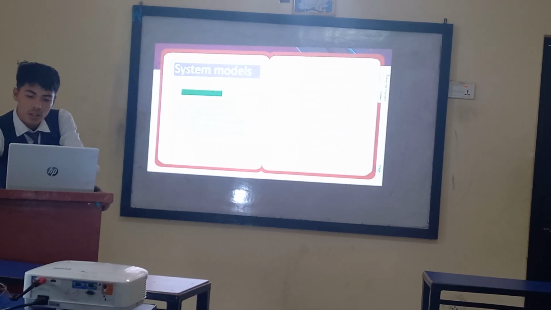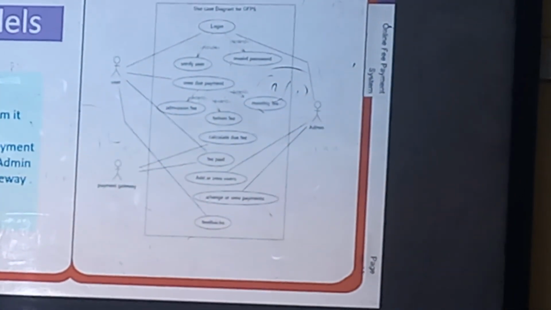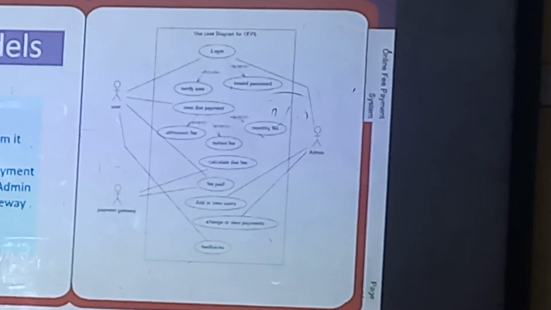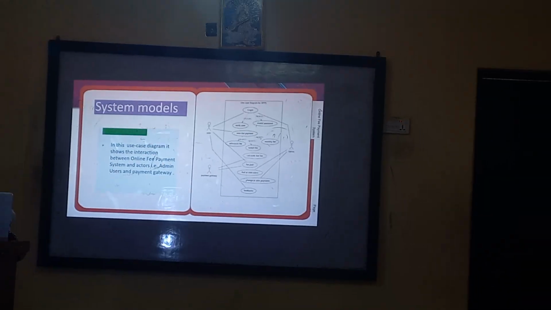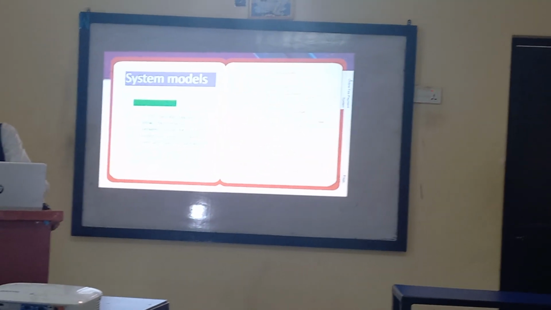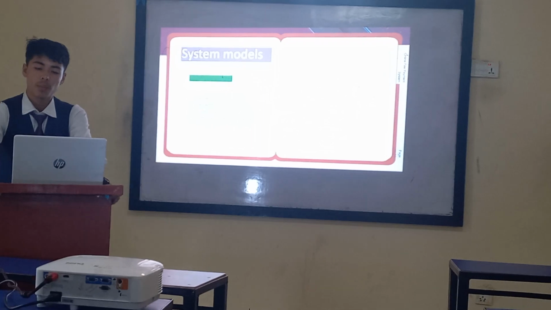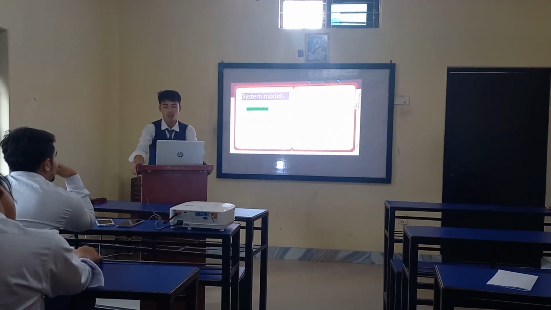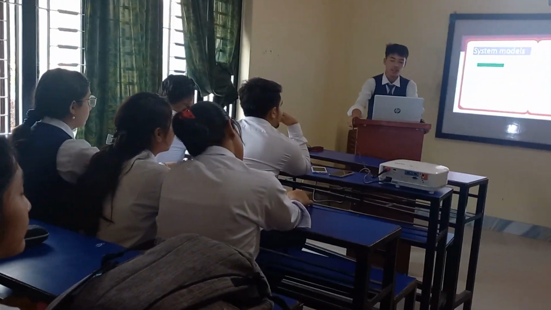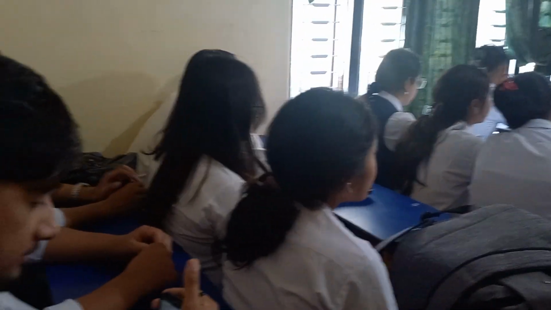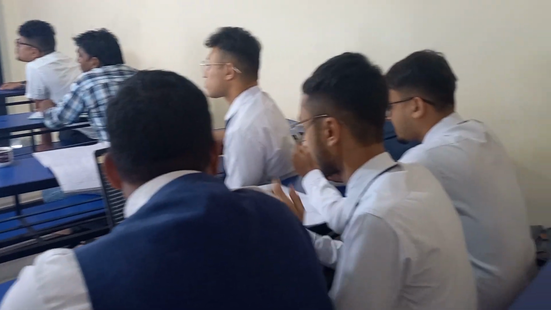The user can log in to the system. If the username and password are validated, then only can he view payments and move to the home page. If there is an invalid username or password, then the system notifies him that the username or password is invalid. In the due payment, here are the admission fee, tuition fee, and the monthly fee. The user selects one and pays. The payment gateway is like Eshwa.